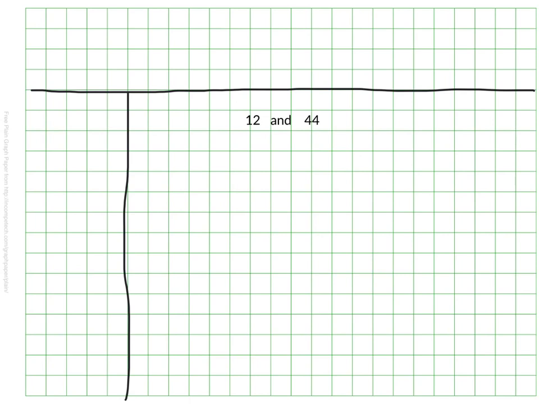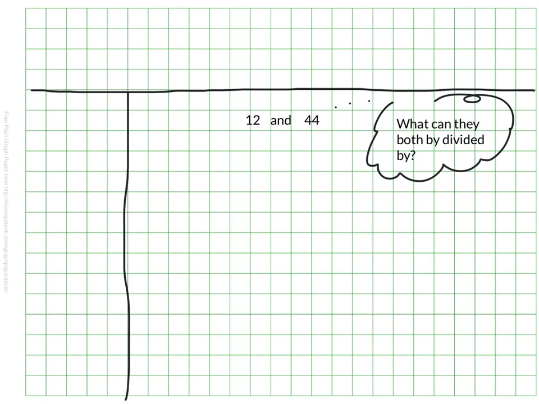I'm going to demonstrate this method using the two numbers 12 and 44. So first, go ahead and write those two numbers. And then we need to start to think about what numbers can both 12 and 44 be divided by.